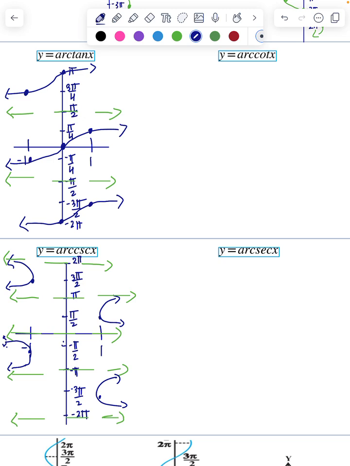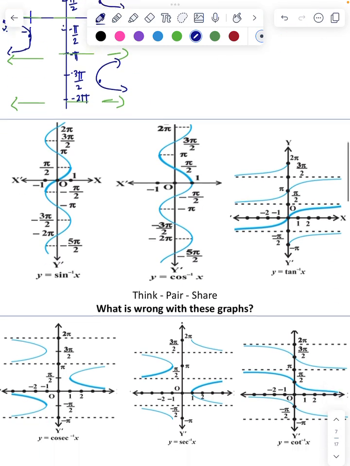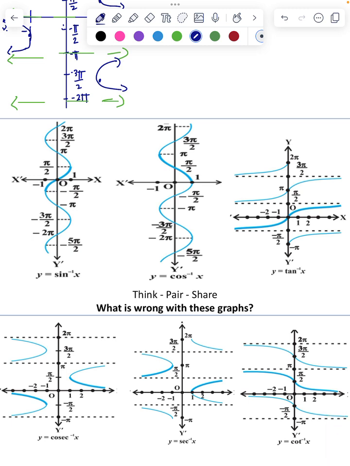Okay, so why was I saying that you don't have to really memorize all this? Well, there's an issue with these graphs, and this is what everything looks like. I know the formatting is kind of weird, but you get the idea. What's wrong with these graphs is that they don't pass the vertical line test.